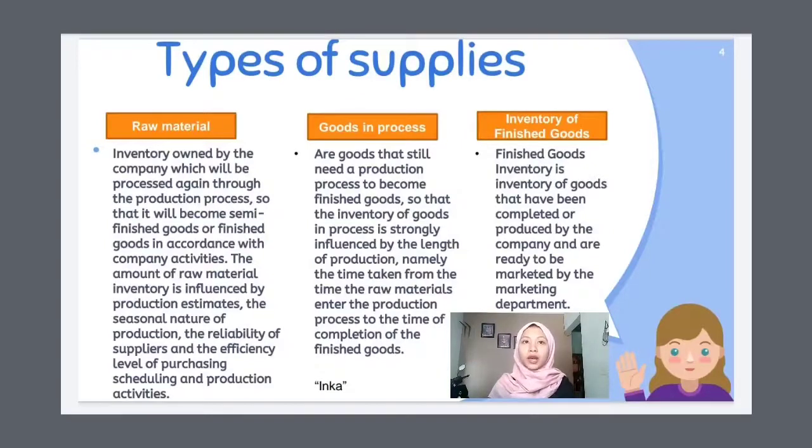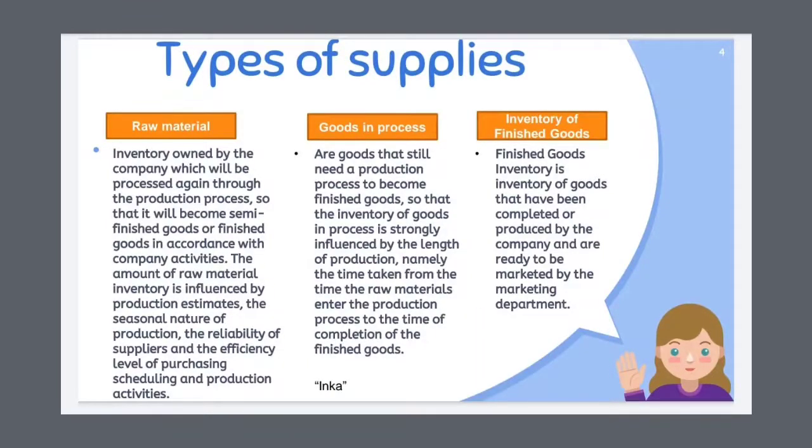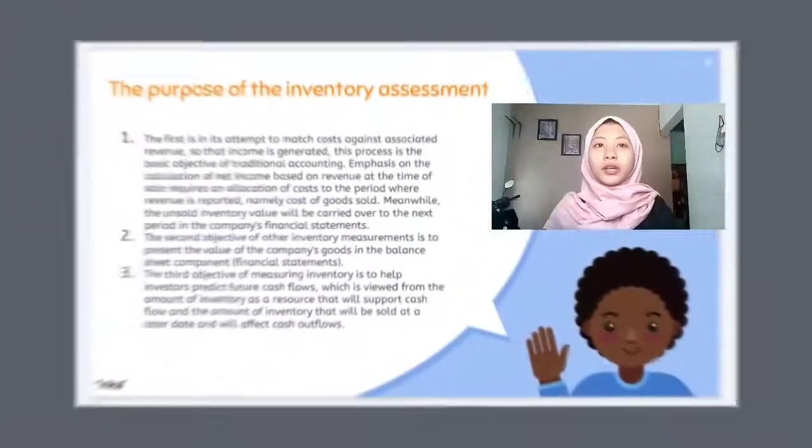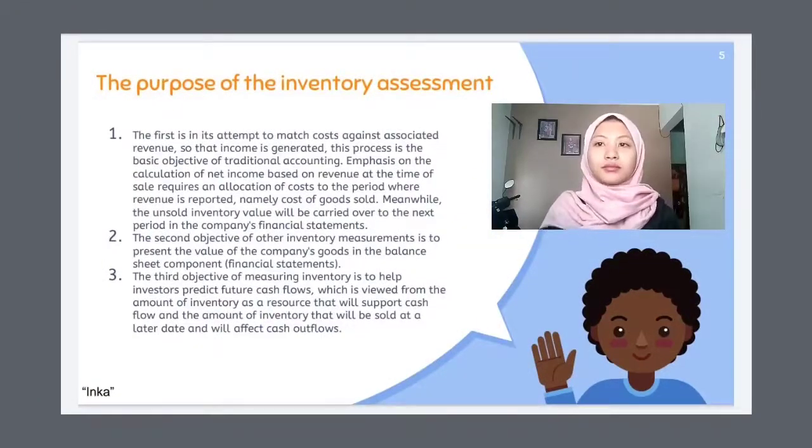Goods in process are goods that still need a production process to become finished goods, so that the inventory of goods in process is strongly influenced by the length of production, namely the time taken from the time the raw materials enter the production process to the time of completion of the finished goods.